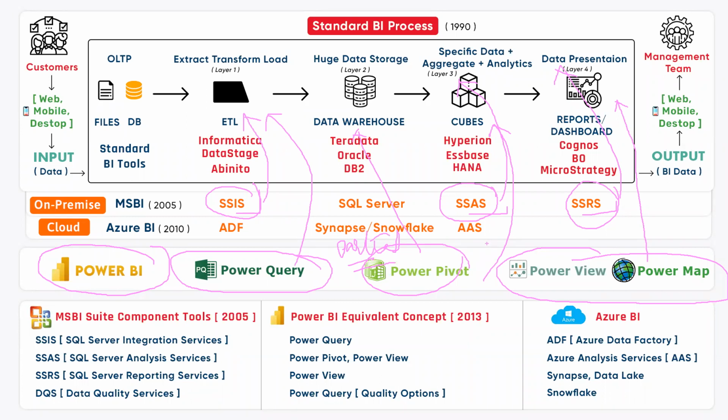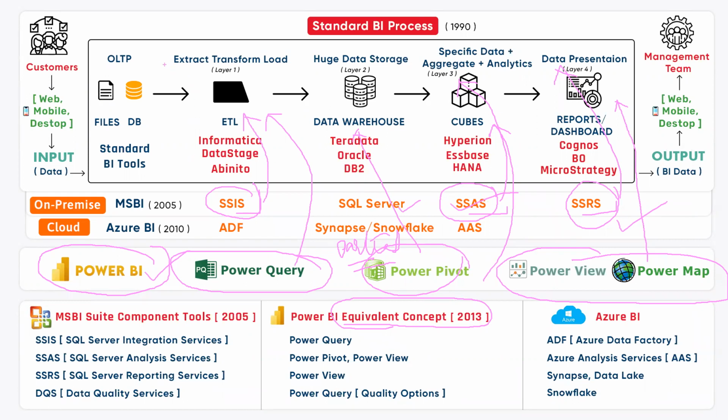But on a whole, I want to conclude Power BI, one application sufficient to perform end-to-end process. And these are called concepts. What do you call it? Concepts. So Power Query concept for this, Power Pivot concept for this, Power View and Map concept for this. Fine.